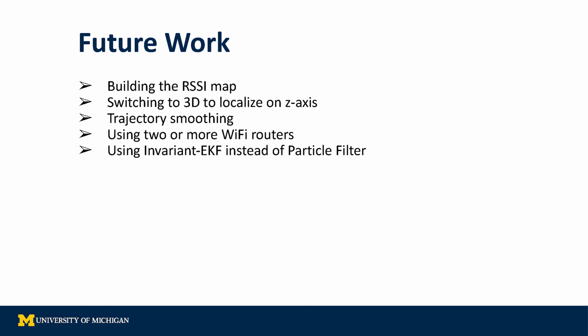For our future work, we have a few plans, particularly building an RSSI map using the real-world data, allowing for 3D localization along the z-axis. Additionally, we want to work on some trajectory smoothing as we see some jumps in the particles when there are certain particles that fall out that have high probabilities. We would like to add 2 or more Wi-Fi routers and use other localization methods instead of a particle filter to see if we can get better convergence.